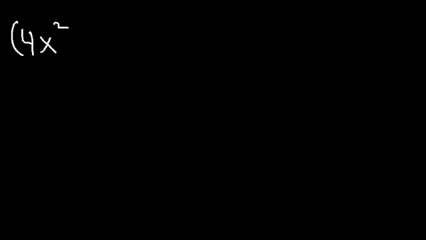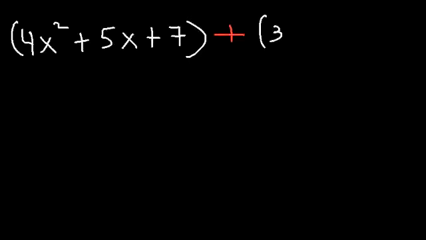Let's say if we have 4x squared plus 5x plus 7 plus 3x squared minus 8x plus 12. So how can we add these two polynomial expressions? If you know what to do, feel free to pause the video and work out this particular example.